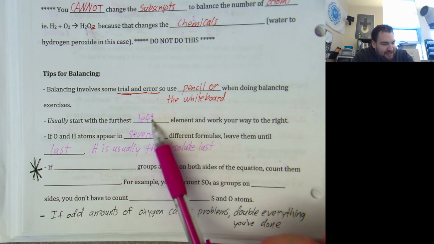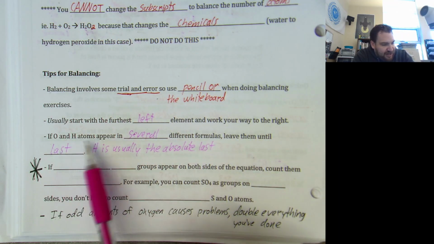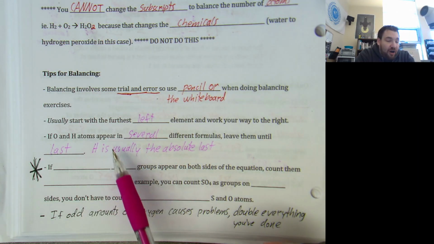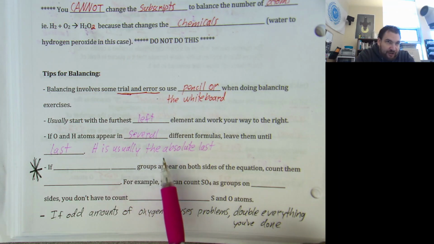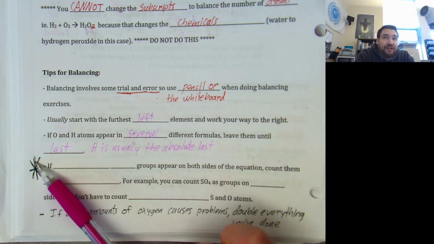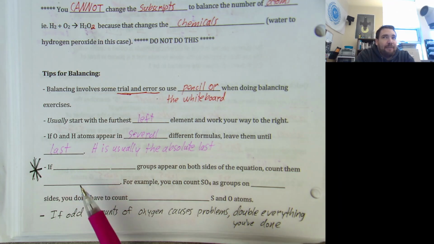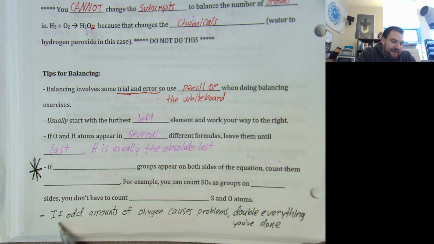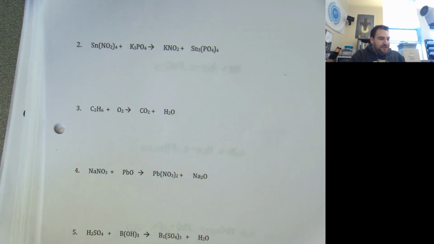Usually we're going to start with the furthest left element, work your way right. If oxygen and hydrogen show up in several different formulas, we're going to leave them to the end. Hydrogen is almost always the absolute last thing you're going to balance. I put a star here to come back to this tip. We may not, depending on who wants to see it. And you know what? I will show it to you. And you can choose whether or not you want to use it. And then this last tip here is, if odd amounts of oxygen cause problems, double everything you've done. And so here, let's do a couple examples and show you what I mean.